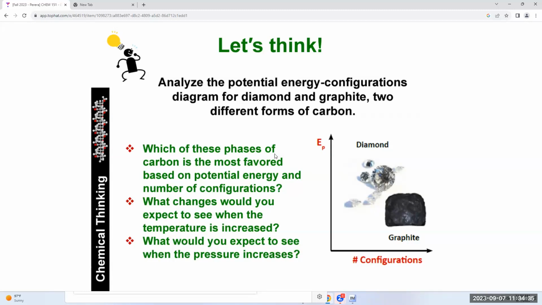Potential is going up, but increasing temperature will, okay, this is the way you should answer your pre-response questions. Increasing temperature will favor the state with higher potential energy, meaning weaker interactions. Okay. So that's why increasing temperature will favor the formation of diamonds.